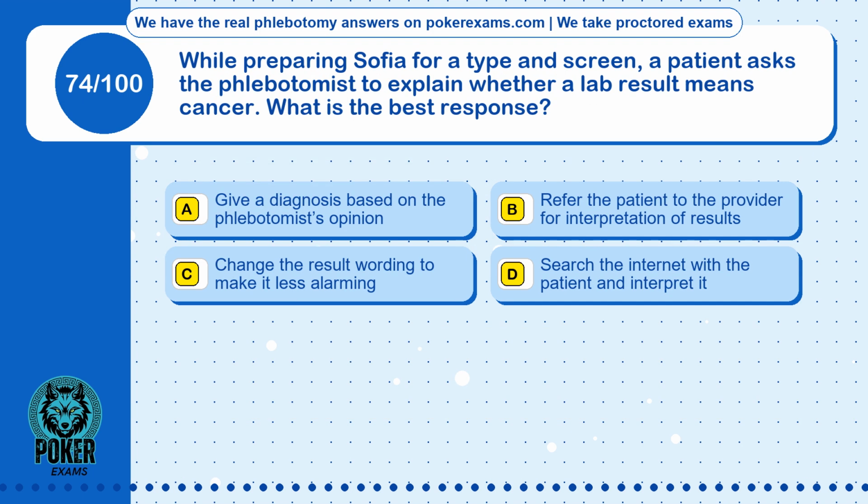Question 74. While preparing Sophia for a type and screen, a patient asks the phlebotomist to explain whether a lab result means cancer. What is the best response? Option A, give a diagnosis based on the phlebotomist's opinion. Option B, refer the patient to the provider for interpretation of results. Option C, change the result wording to make it less alarming. Option D, search the internet with the patient and interpret it.